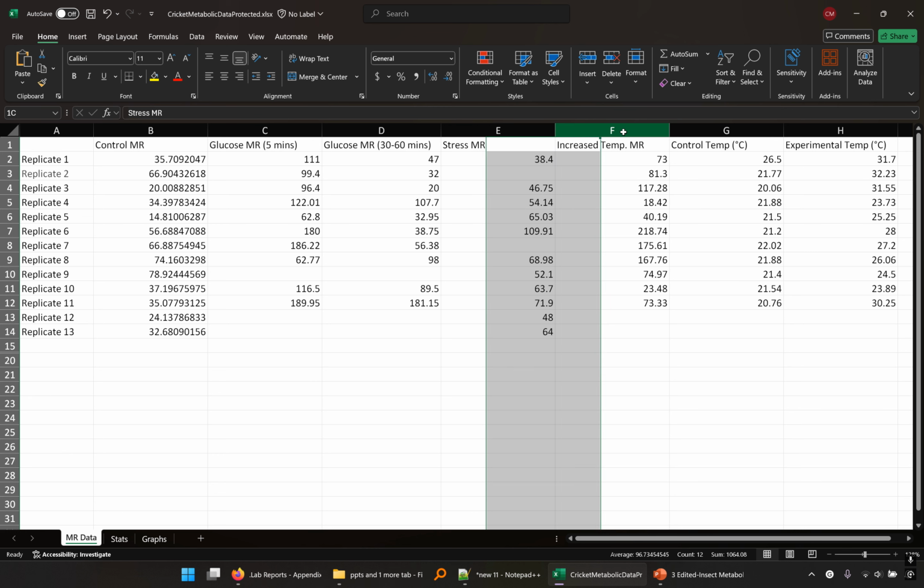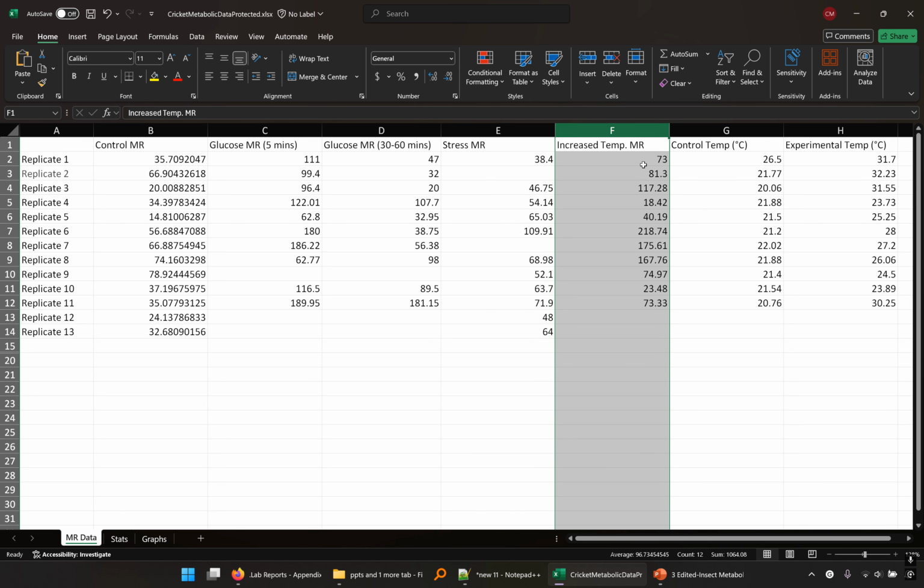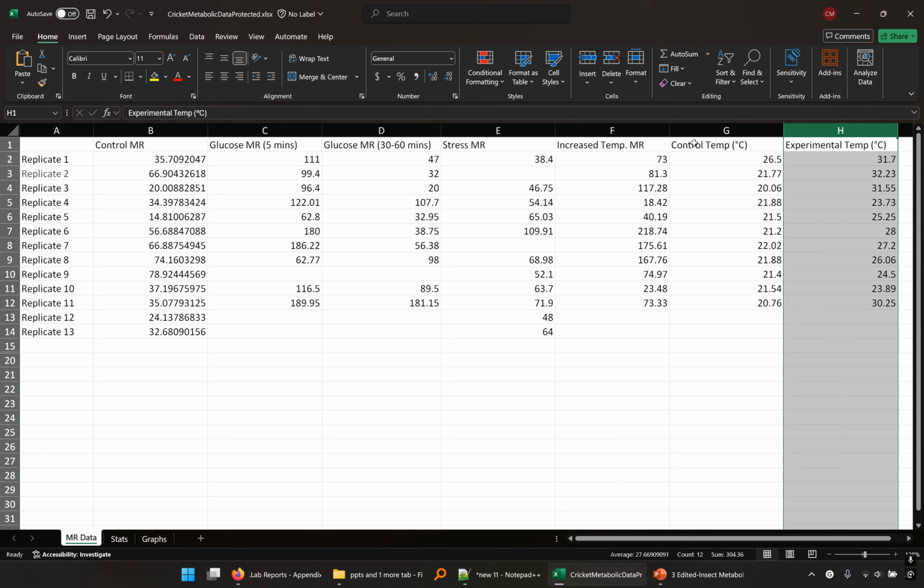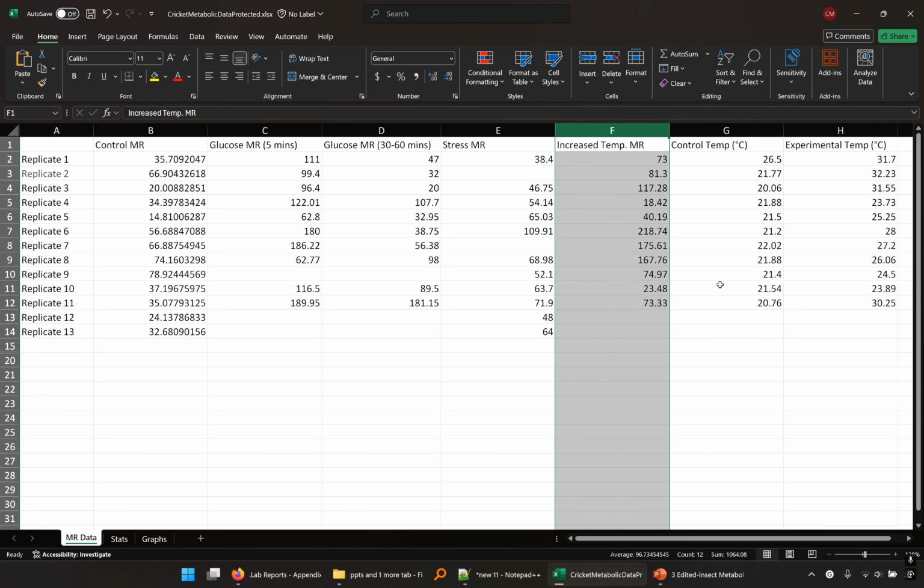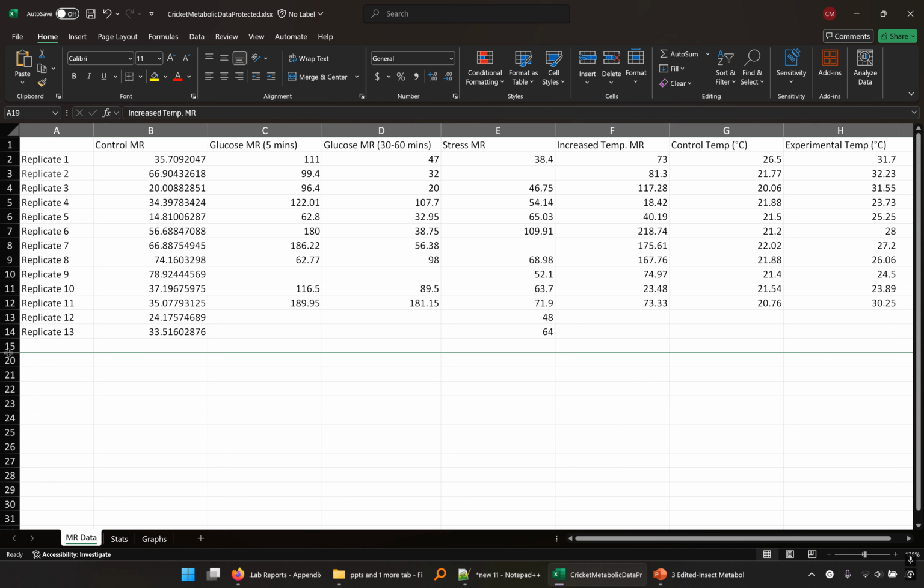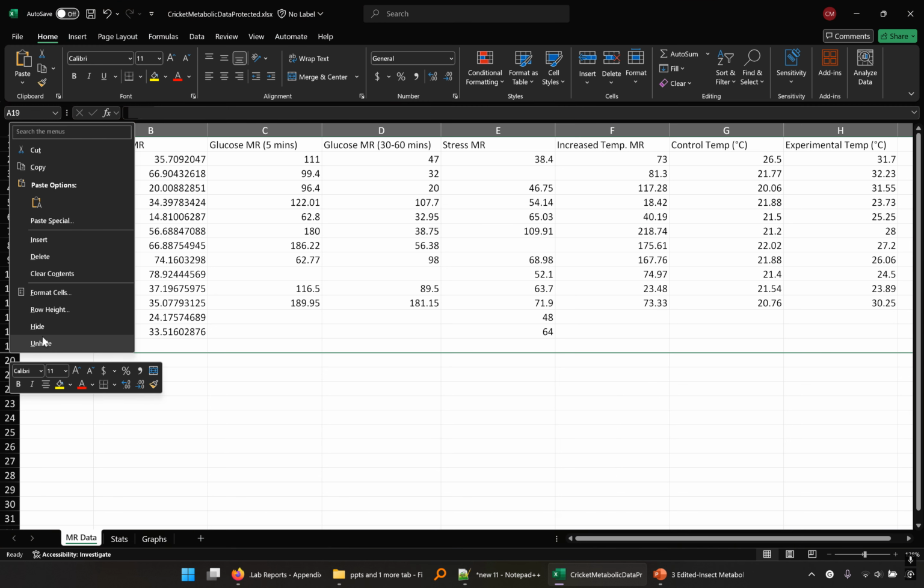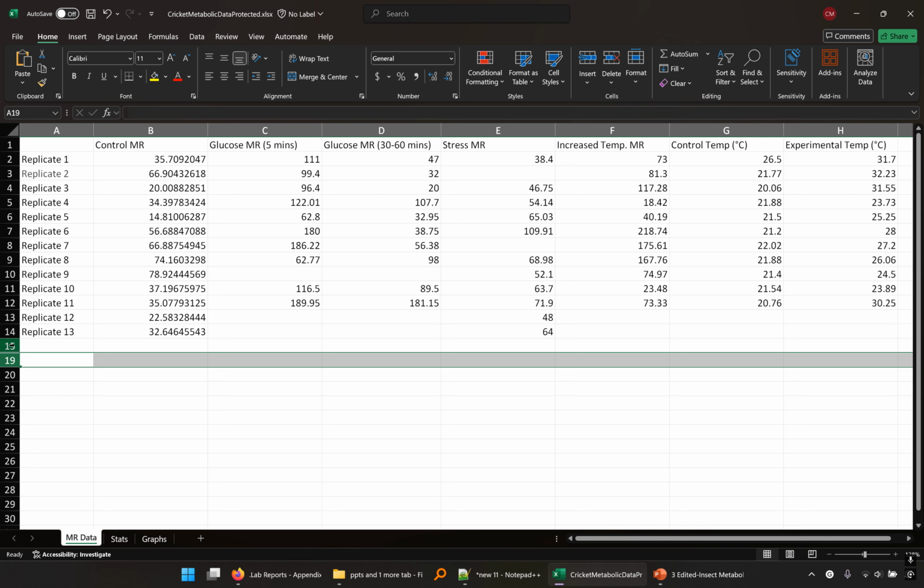And that's going to alter the metabolic rates. And then the increased temperature is going to be another set of temperatures and metabolic rates. So how are we going to calculate these? Let me first unhide this section.